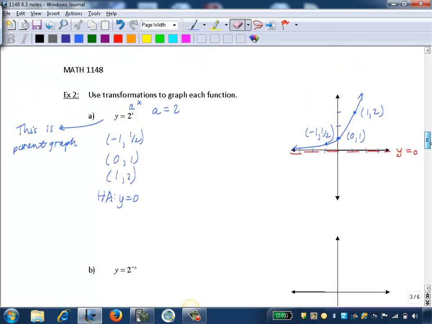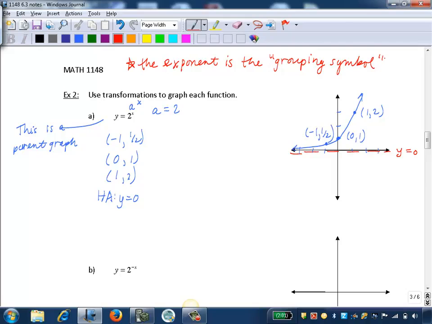So even if you want to scroll up to the top here and just make a note, that when you're graphing these using transformations, you can look at the exponent as the grouping symbol. So you're going to look there to see any horizontal changes, and then look outside of that for any vertical changes.